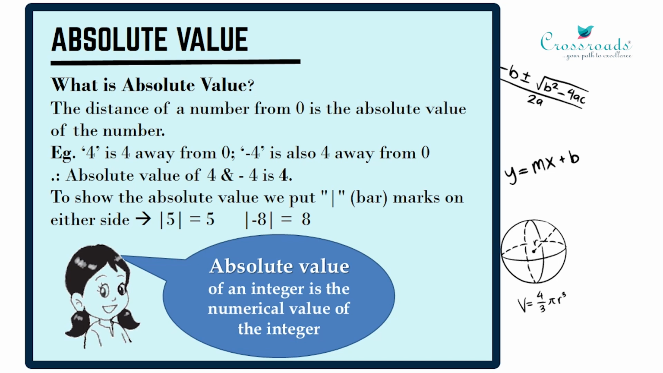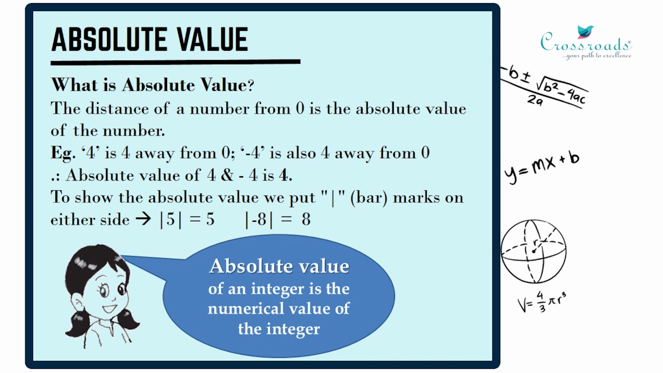Absolute value. The distance of a number from 0 is the absolute value of that number. For example, if I take the number 4, how far away is number 4 from 0? Number 4 is 4 counts or 4 jumps away from 0, if you're looking at a number line. Similarly, -4. How far is -4 away from 0? It is 4 counts away from 0. Therefore, the absolute value of 4 or -4 is 4 only.